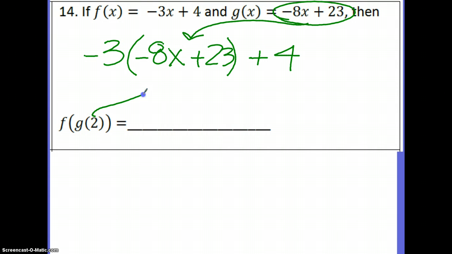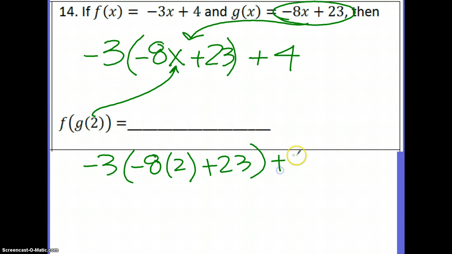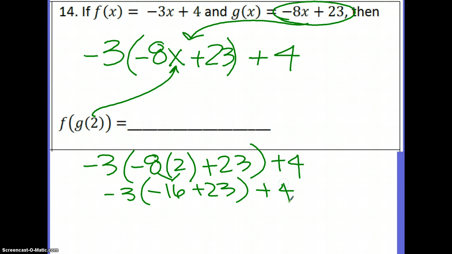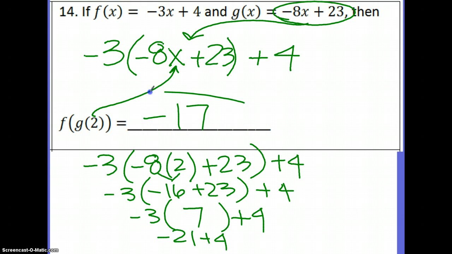And now we're going to plug in a 2 for the x. So negative 3, parentheses, negative 8 times 2 plus 23, plus 4. If I do order of operations, that's negative 16 plus 23. You could also just type this all in the calculator. Negative 16 plus 23 is 7. Negative 3 times 7 is negative 21, plus 4 more is negative 17. So the answer to this one is negative 17.